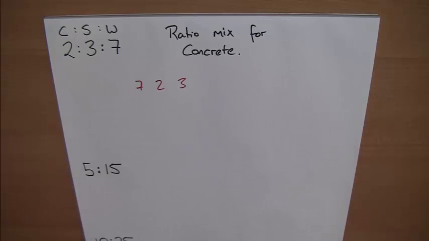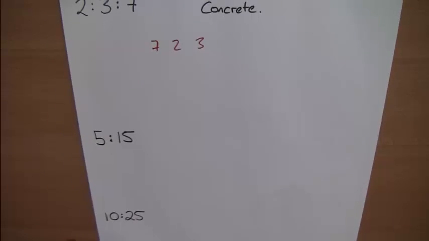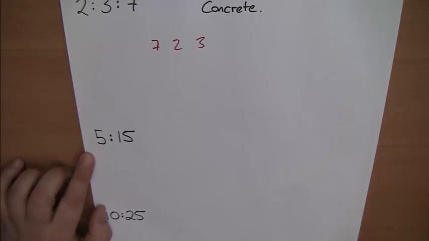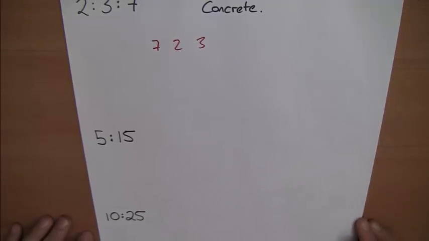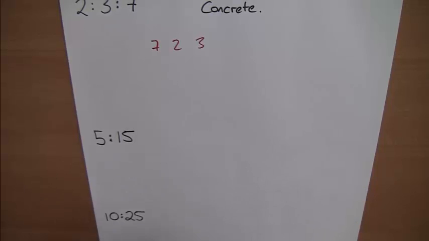Now, with ratios, I tend to see them as just weird little fractions that have been written slightly differently. Let's look at this next one here. We've got a ratio 5 to 15. It could be for anything, I don't care what it is, as long as we're understanding that there's a ratio there. Now, with ratios, like we do with fractions, we can simplify them.